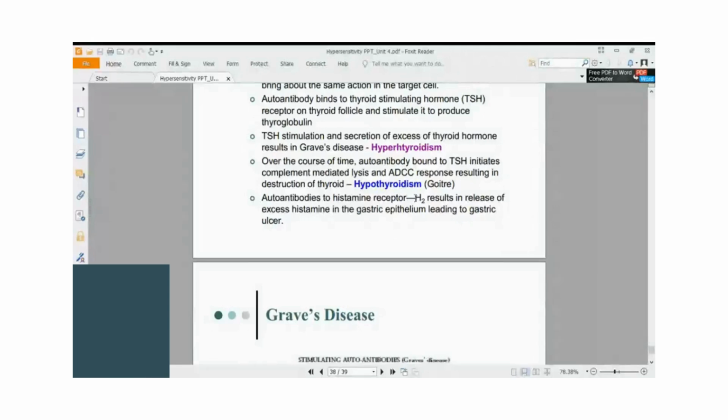Because you know that when histamine is released in excess because of the receptor stimulation, it will cause a lot of inflammatory cells to infiltrate that area, and those inflammatory cells will cause damage to that area. That area will develop an ulcer, and that gastric ulcer will not respond to medication. It is called the drug resistant ulcer.